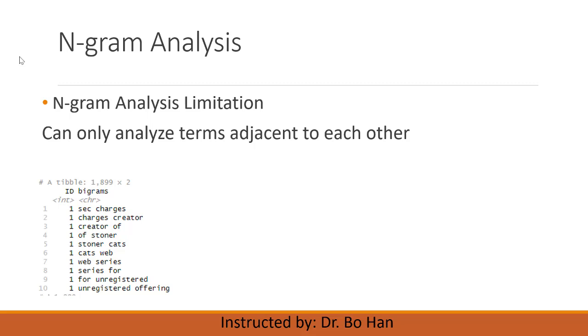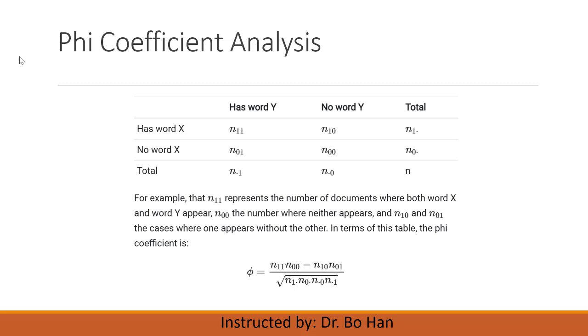So when we split terms into tidy text formats, we can only separate terms adjacent to each other. This is a major limitation of n-gram analysis. So what should we do? We developed the phi coefficient analysis to address this issue.